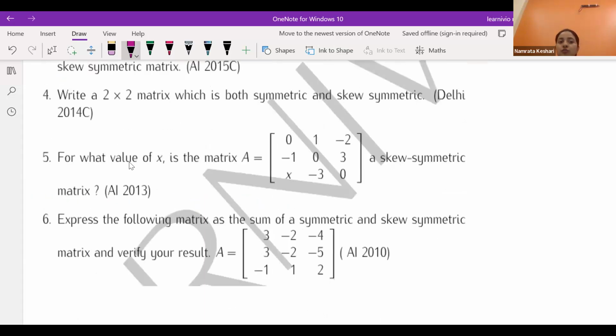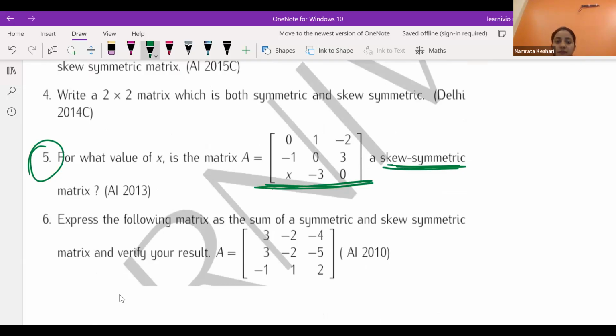This question, number 5, for what value of x is the matrix, we are having a given matrix, it's a skew symmetric matrix. Okay, for what value of x this matrix is skew symmetric? What to do over here, Kiran?